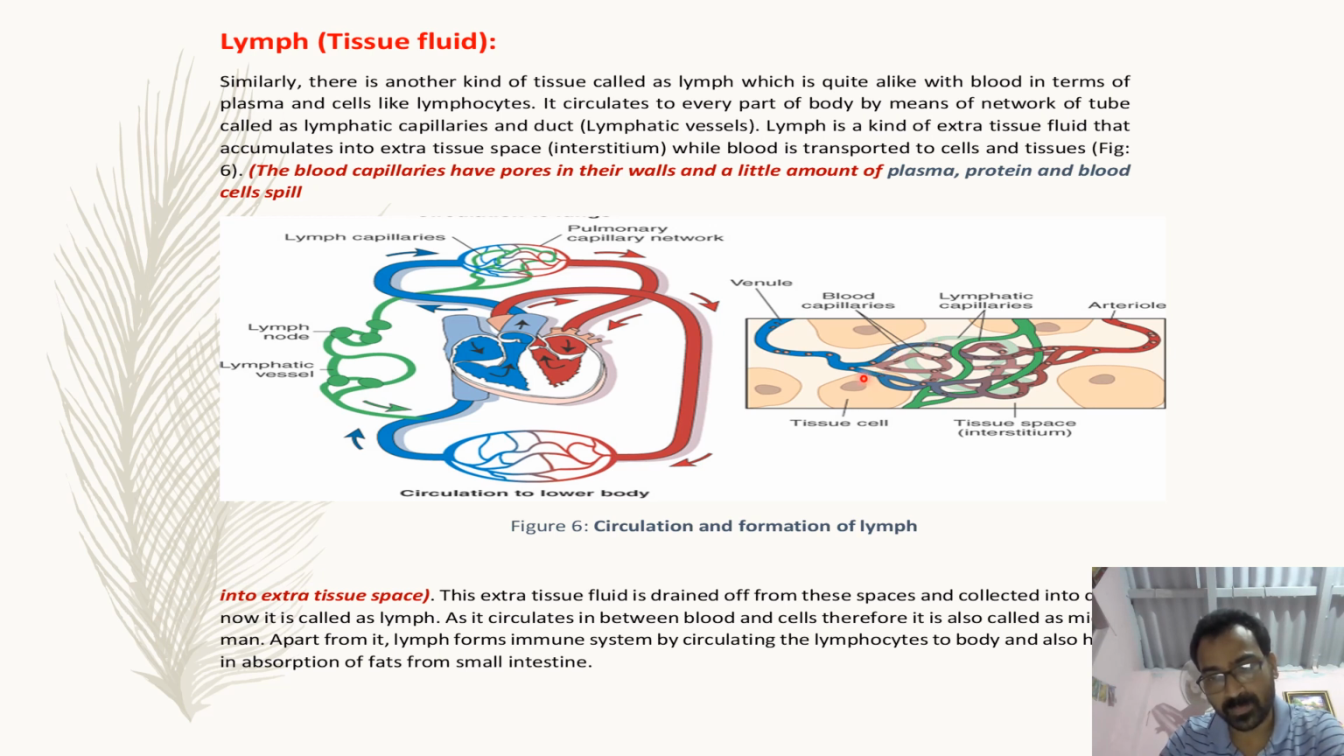So while the process of circulation of blood is taking place, in the process of exchange of material, some of the components of the plasma spill out into this area. This area is called extra tissue space. This you can see here, extra tissue space is there.